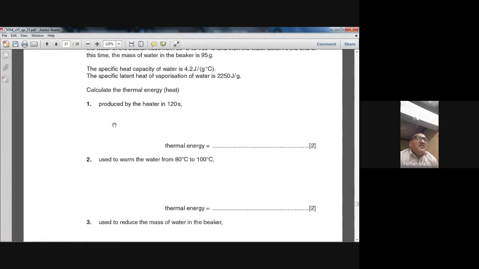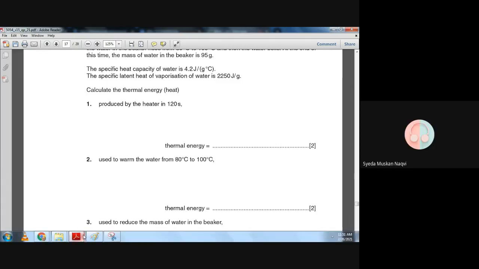Okay, the heat is equal to m multiply L. The mass is 5 gram, and the specific latent heat of vaporization of water is 2250 joules per gram. Just put these values, multiply with each other, and get the answer.